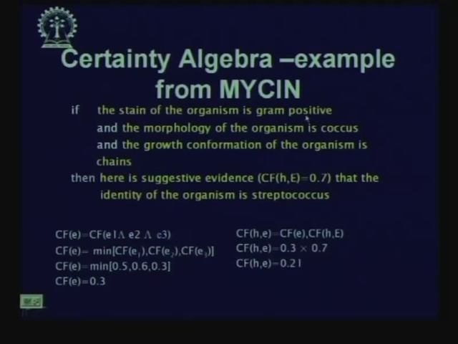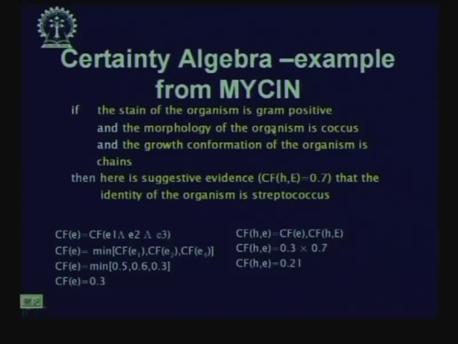The stain of organism is gram positive. That has been known from some other rule, and that has been known with 0.5. And this has been known with say 0.6, and this one has been known with 0.3. So, the evidence of all these conjunction will be the min of 0.5, 0.6, 0.3. So, it will be 0.3. So, it is the belief of the antecedent part. All right. Now, this entire rule is saying that this conclusion is true with 0.7, provided these are known for sure. These are certainly true.